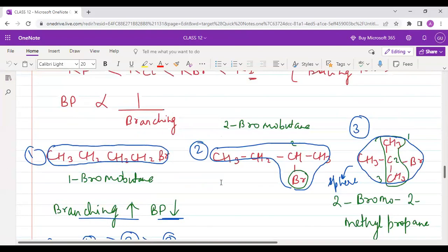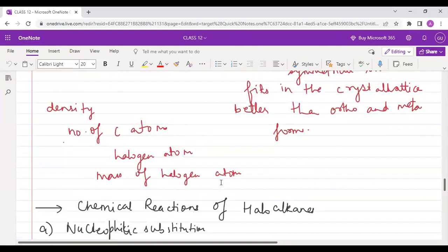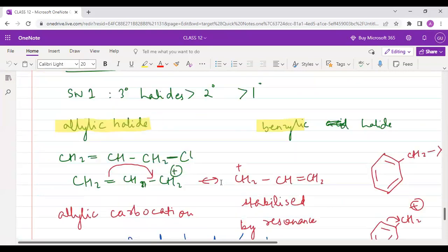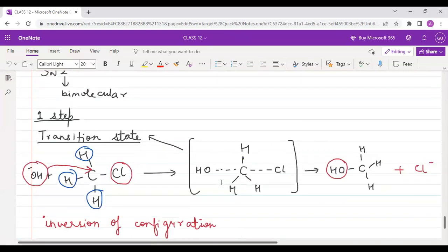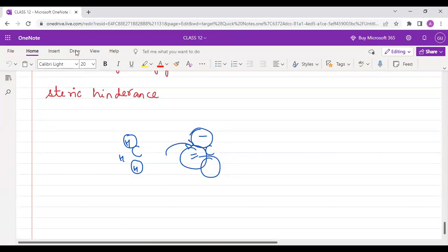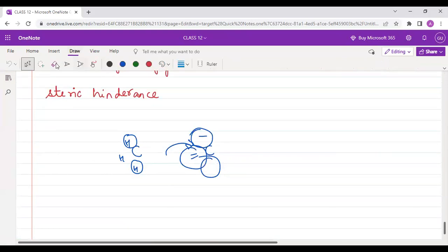Isopropyl chloride: two CH3 groups and one Cl. Okay, now draw ethyl chloride.